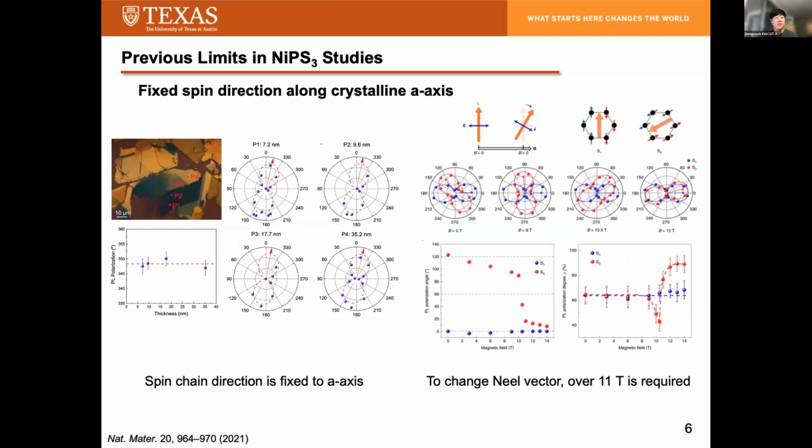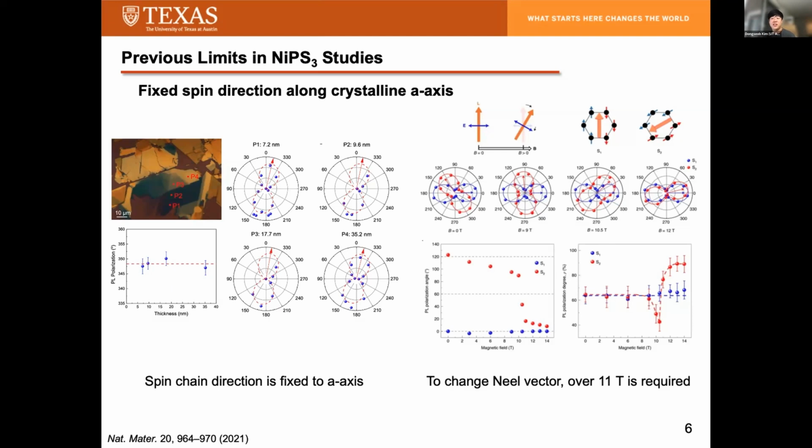Recent work actually figured out that the spin chain direction in this material is always aligned to the crystalline A-axis, following their structures. If the spin direction is only one direction, it's really terrible to use this platform for spintronic devices because they only have one state.